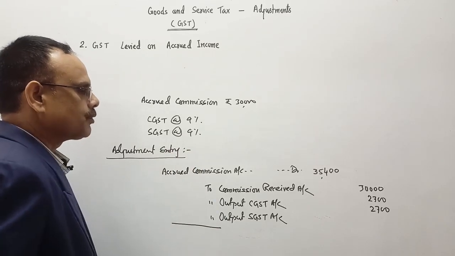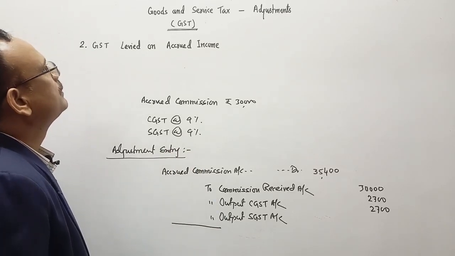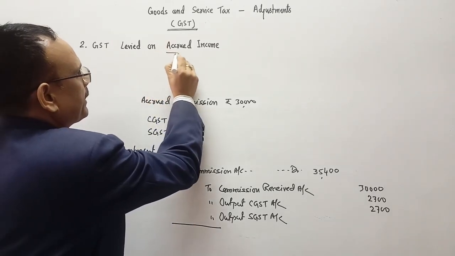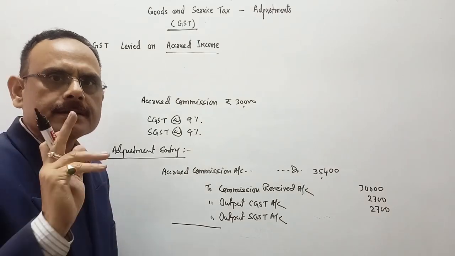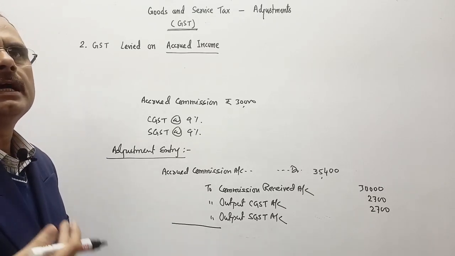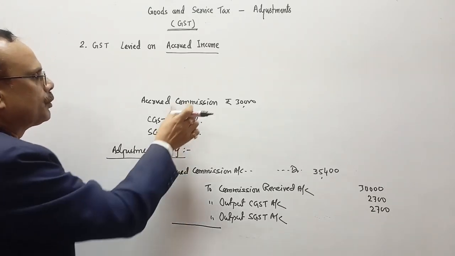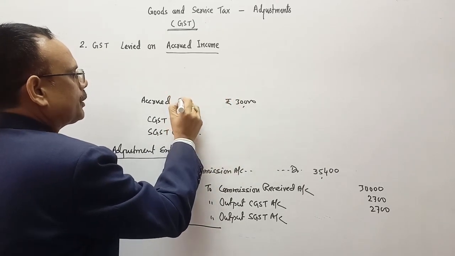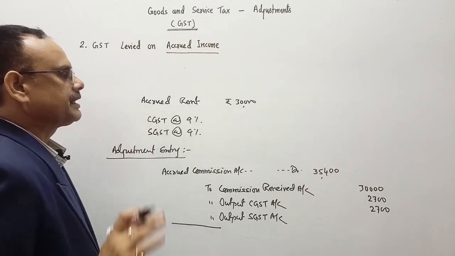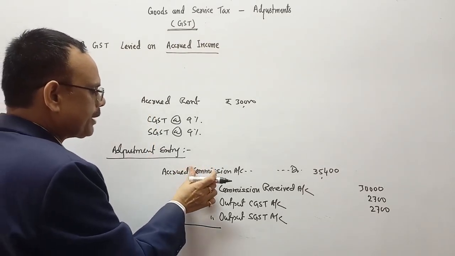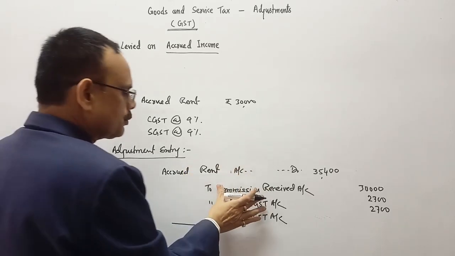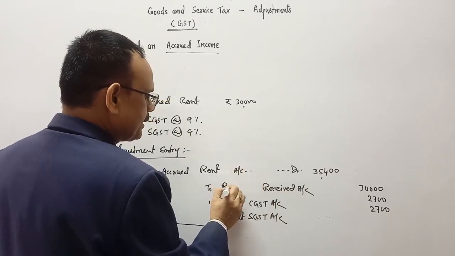35,400. This is the accounting treatment at the time of adjustment related to GST on accrued income. Any income which is earned but not yet received. Similarly, suppose accrued rent is 30,000, and CGST and SGST are at the rate of 9%. So you write accrued rent account debit to rent received account.